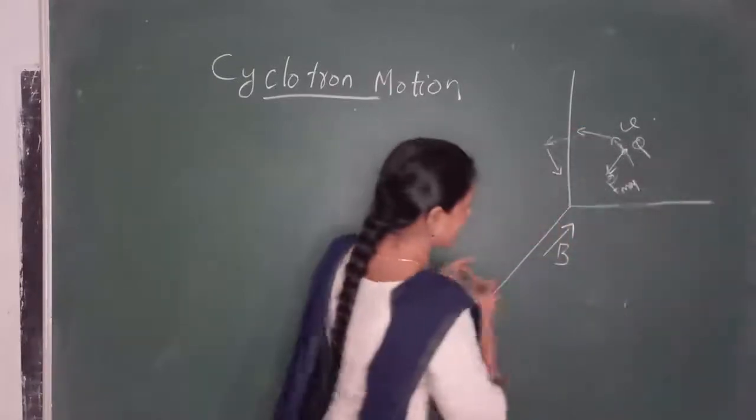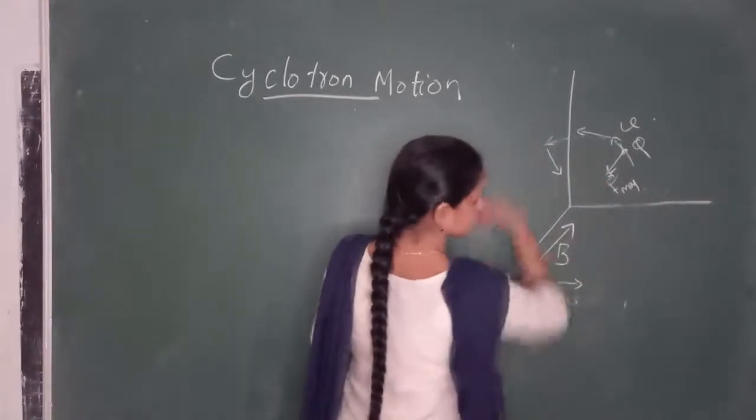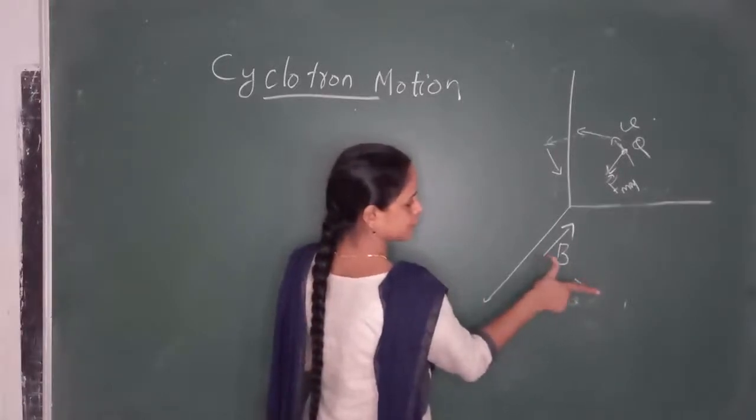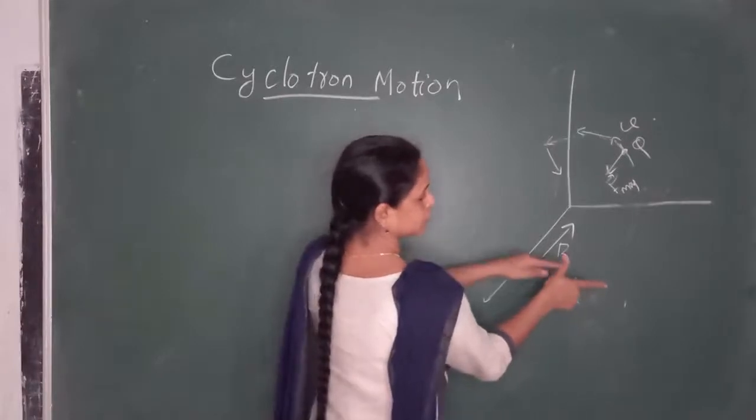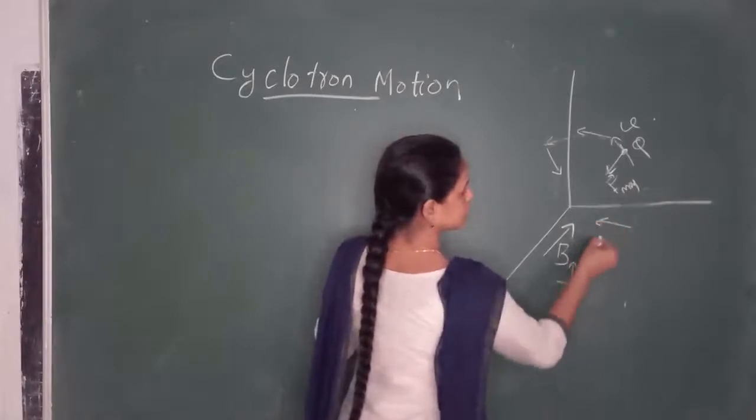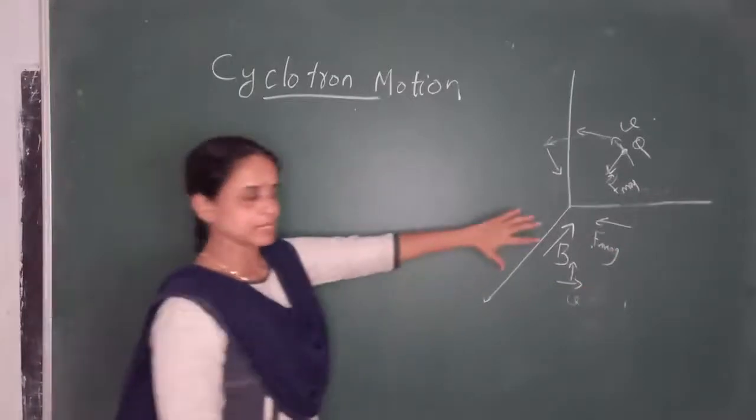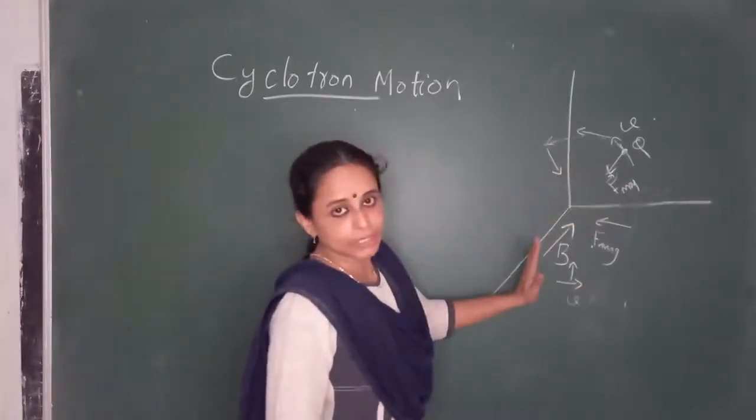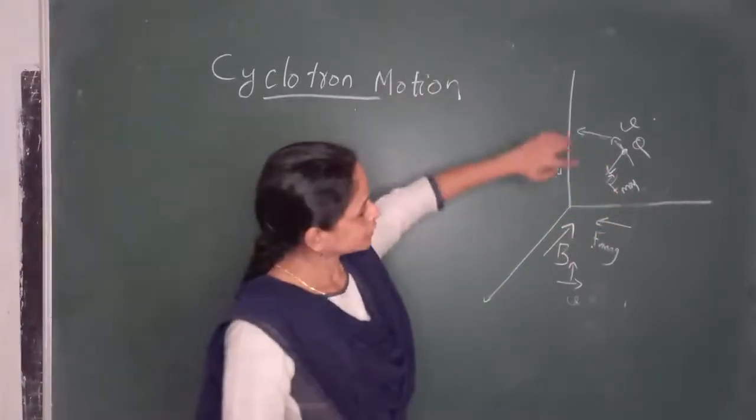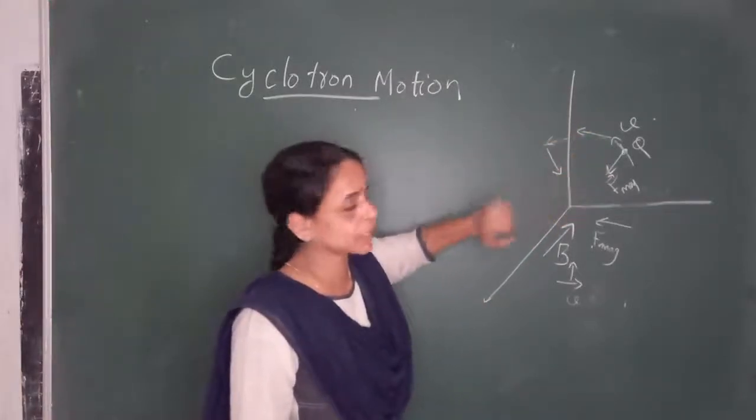Suppose the motion is in this direction, so it is moving around. The field is into the page, then the force acting is again towards the center. At each point the magnetic force is acting towards the center. That means in a magnetic field, the motion of the charged particle will be circular. It cannot deviate from the circular path.